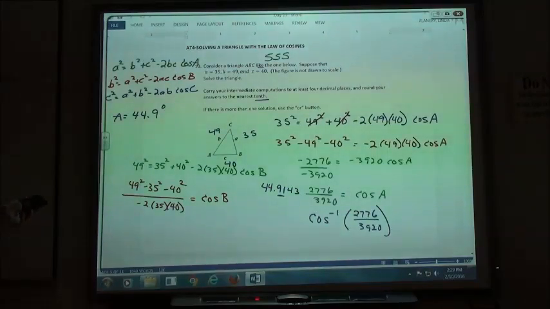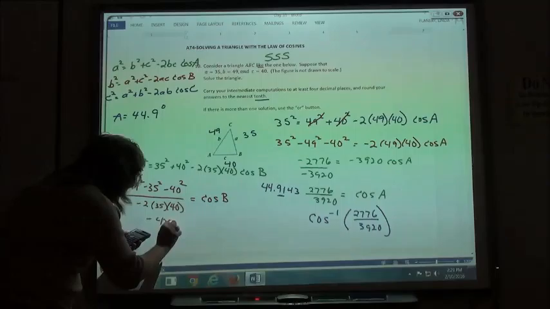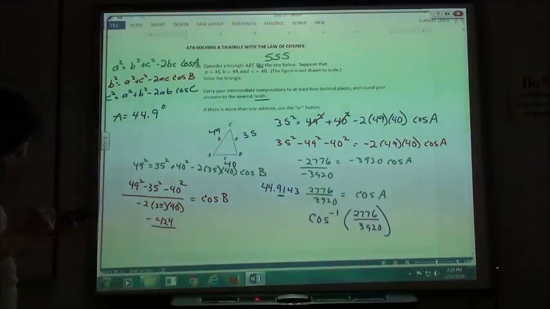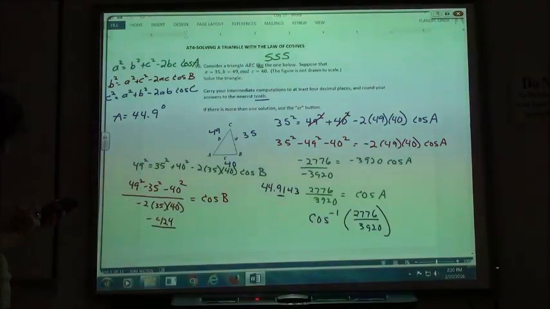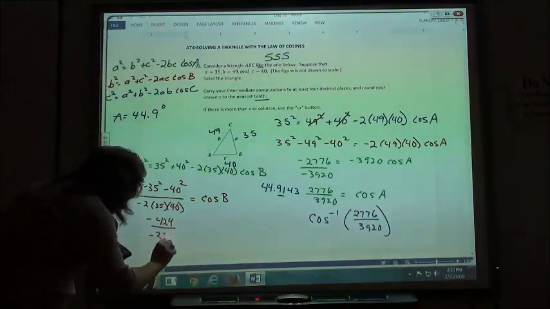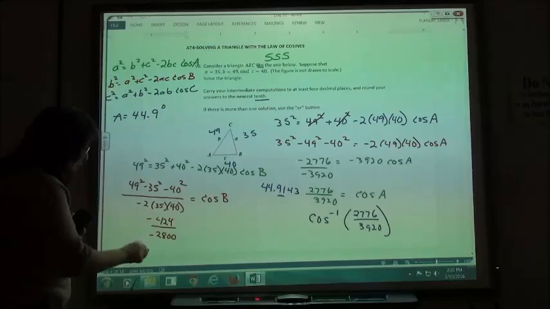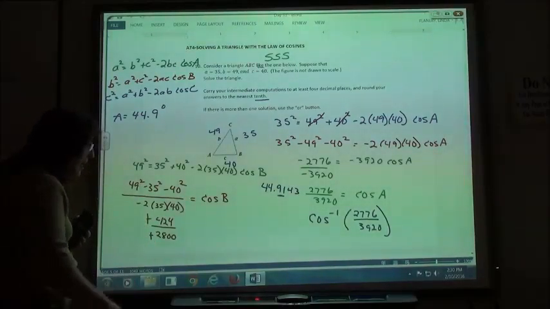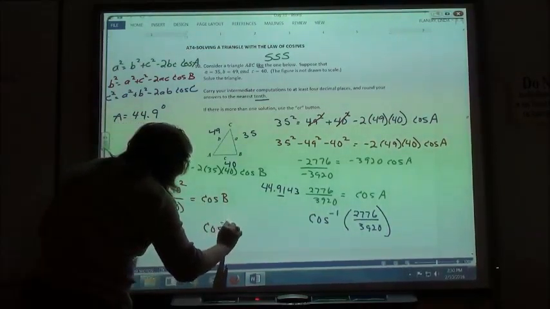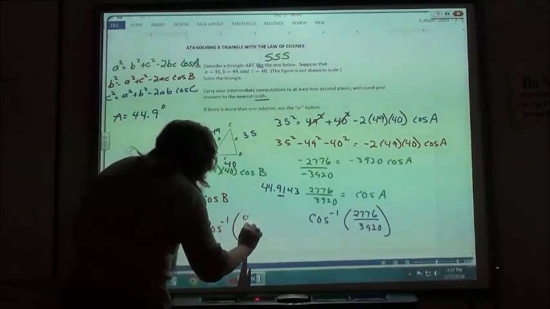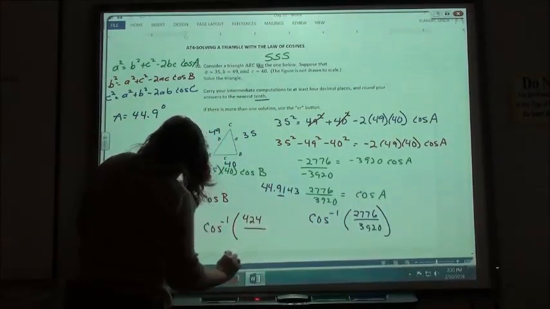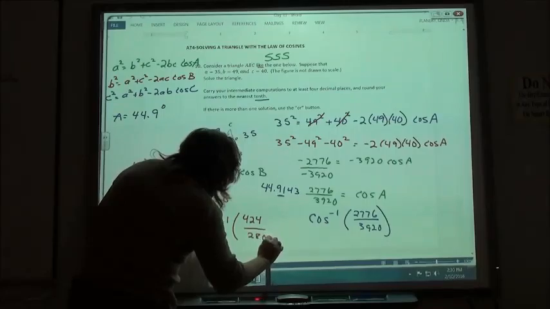So 49 squared minus 35 squared minus 40 squared would give me negative 424. Negative 2 times 35 times 40 gives me negative 2,800. A negative over a negative is going to make that a positive. So I'm going to do the inverse cosine of 424 over 2,800.